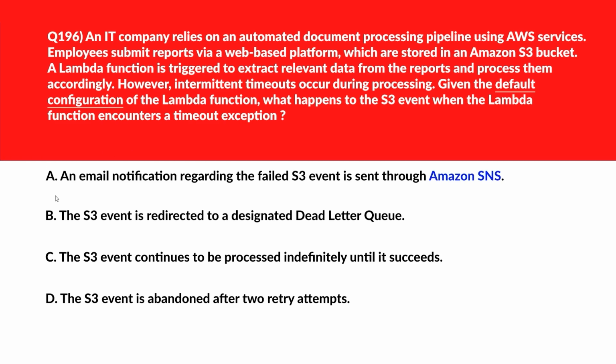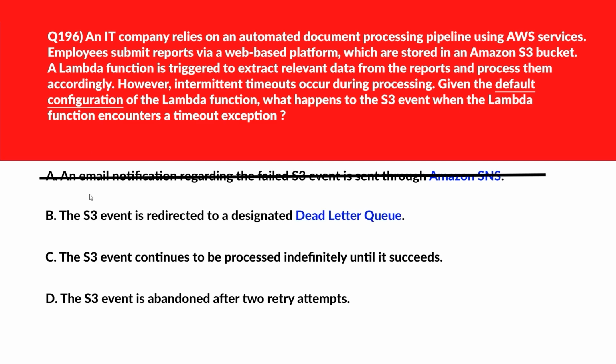E says an email notification regarding the failed S3 event is sent through Amazon SNS. Amazon SNS, Simple Notification Service, doesn't send email notification for failed events unless explicitly configured as a part of the setup. So this is wrong because we are looking for default configuration, right, as per the question.